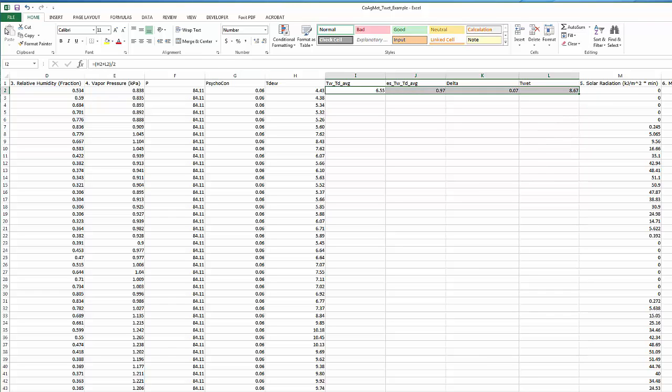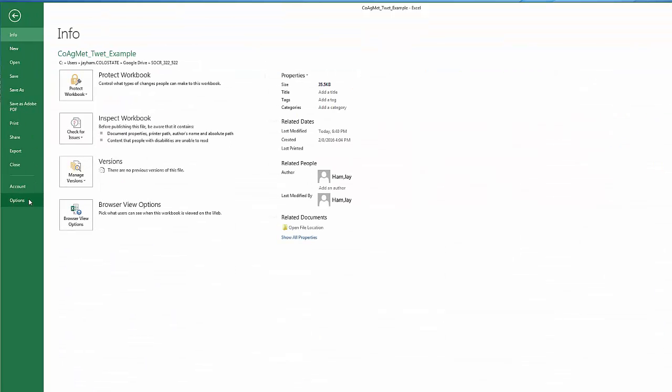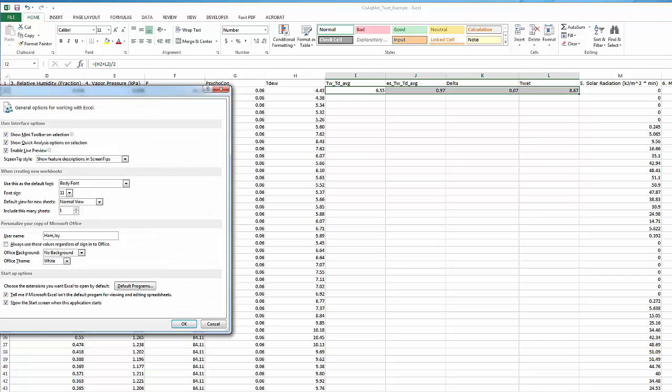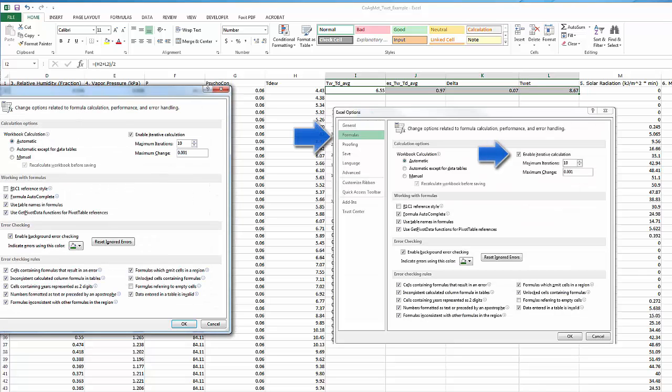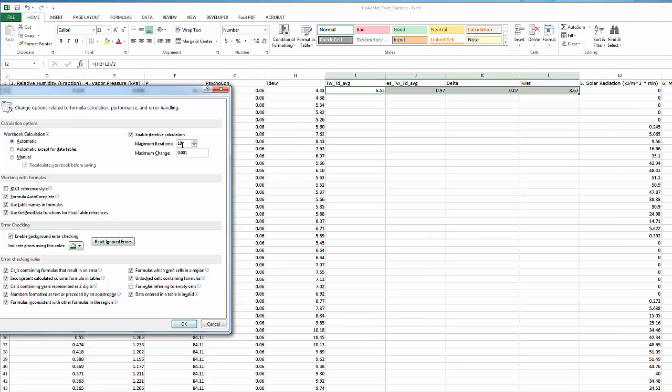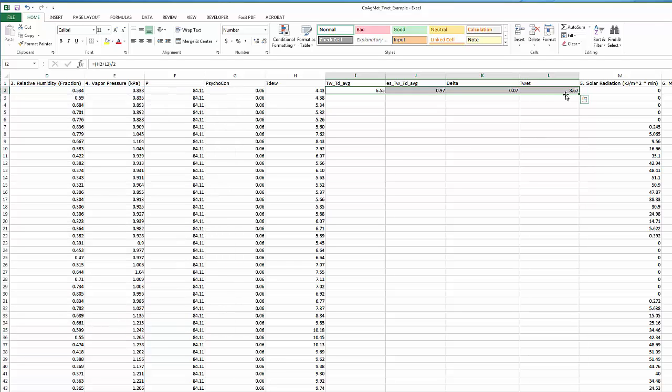So let's look at that again. Go over here to File, Options, Formulas, and you have to enable iterative calculation. Now, I set my maximum iterations to 10. I think the default is much higher than that, but 10 is plenty for this type of problem. So make sure you do that, and you should see them change and iterate to solution.